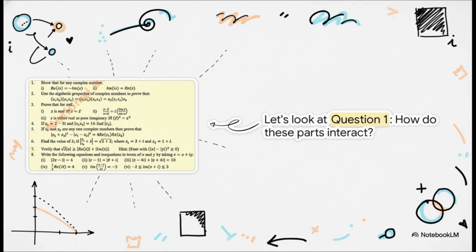Question 1 is a perfect little warm-up for us. It's asking us to prove something that sounds kind of wordy: that if you multiply Z by I, the new real part is just the negative of the old imaginary part. I know, sounds like a mouthful, but watch how simple this is.